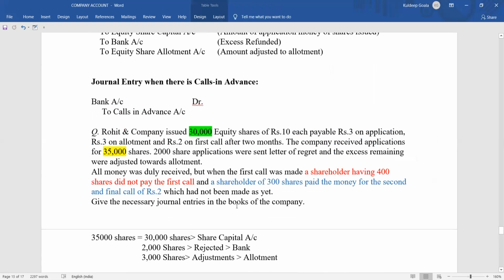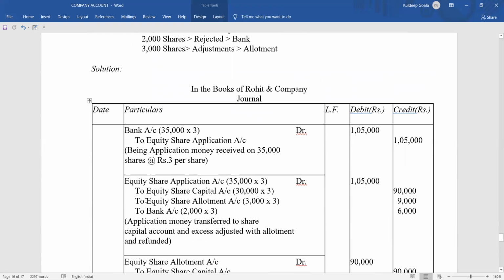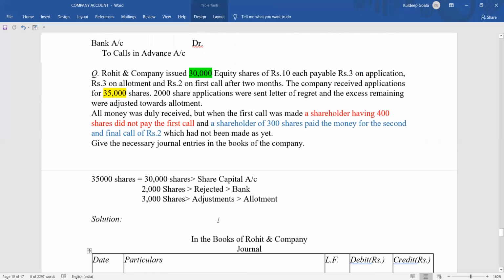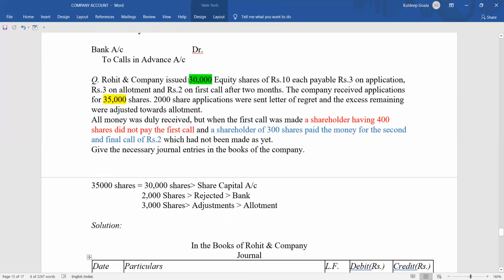Allotment. Now we have seen that some amount of allotment money we have already received at the time of application. The excess application money was adjusted to allotment. But remember that at the time of making the due entry, don't compromise on that: the due entry will be made on all the shares. So how many shares have we issued? Remember, issued or subscribed, whichever is less, that we will take. Which one is less? 30,000. So on 30,000 the rest of the entries will be taken up.